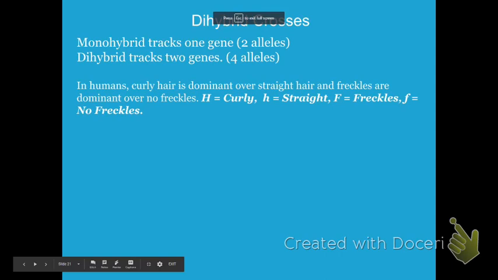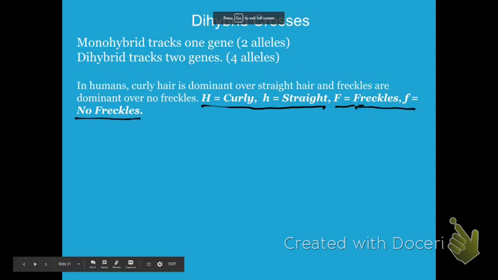genes. So in this example, it says in humans, curly hair is dominant over straight hair, and freckles are dominant over no freckles. And we're going to say the hair is represented by big H for curly and little h for straight, and then big F is freckles, whereas little f is recessive for no freckles.